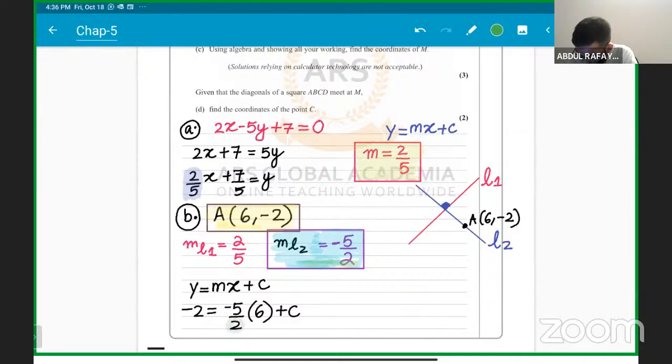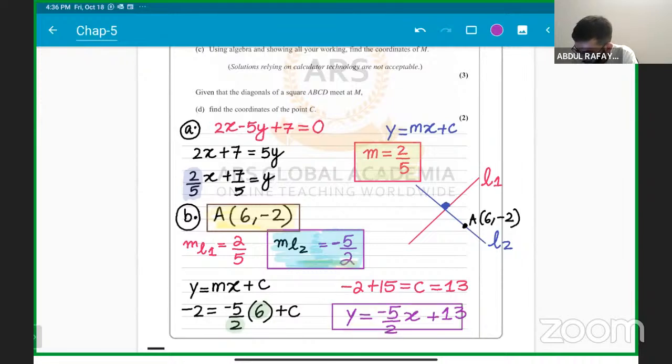X coordinate is 6, so 2 ones are 2, threes are 6, minus 5 threes are 15, minus 2 plus 15 will give me the c value, which is c equals positive 13. The answer will be, students, y is equal to negative 5 over 2x plus 13. This will be giving the answer, and we will get full marks for part B as well.